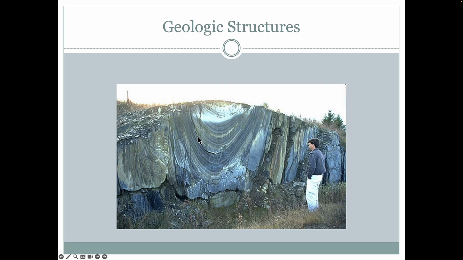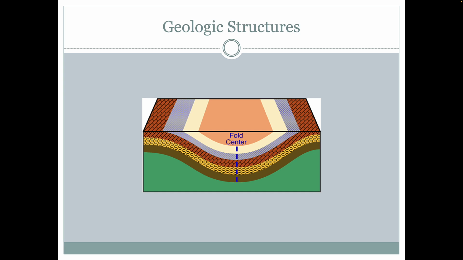If rocks are bent downward, like in this example here, we call that a syncline, S-Y-N-C-L-I-N-E. And with synclines, we get a different pattern of rocks on the surface. Once again, looking at it from the side or a cross-sectional view, we still have the youngest rocks in orange or peach at the top of the pile, and we have the oldest rocks in green at the bottom. But what we see on the map is we have the youngest rocks in the middle, and then they get older and older as we move off to either side.